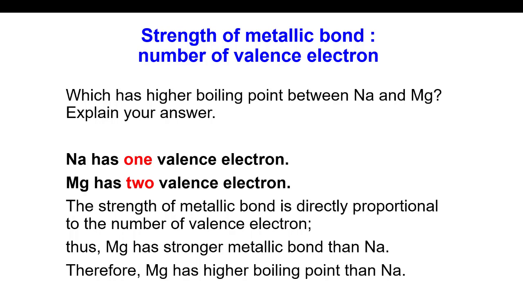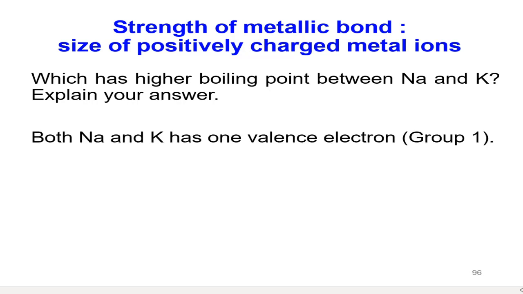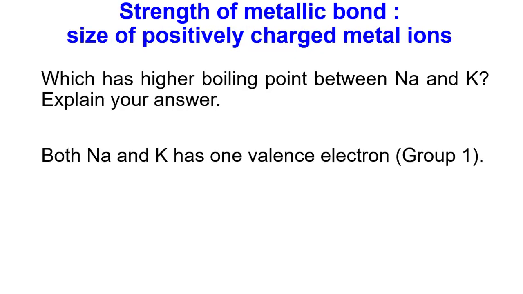For the second example, the question is, which has higher boiling point between sodium and potassium? Explain your answer. Sodium and potassium are elements of the same group, which is group 1. Therefore, both of them have the same number of valence electrons, which is 1 valence electron. So we are going to use the factor of the size of positively charged metal ions.